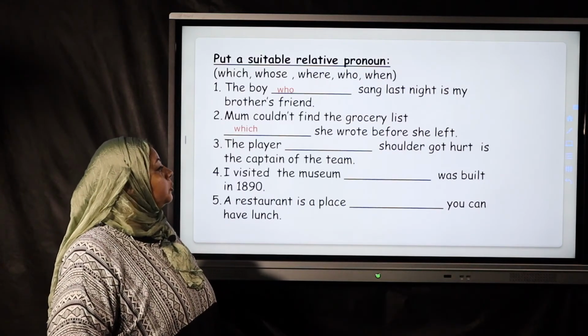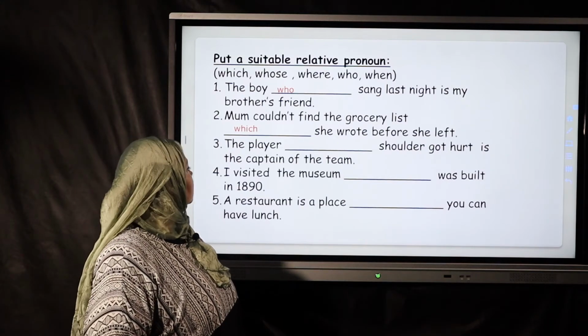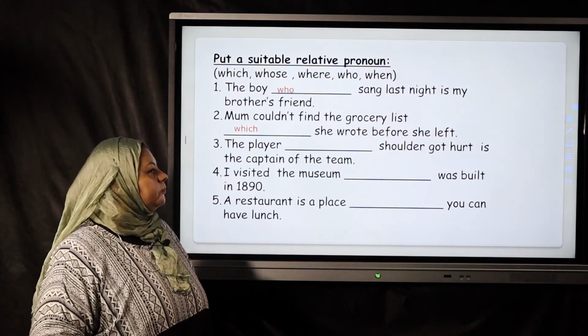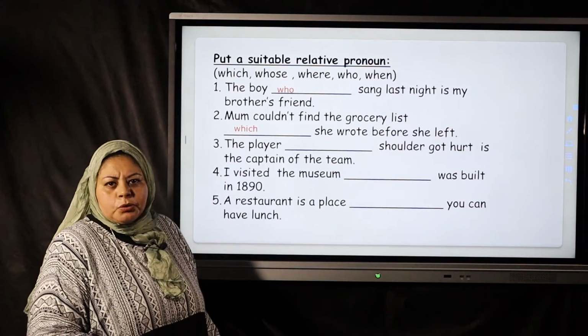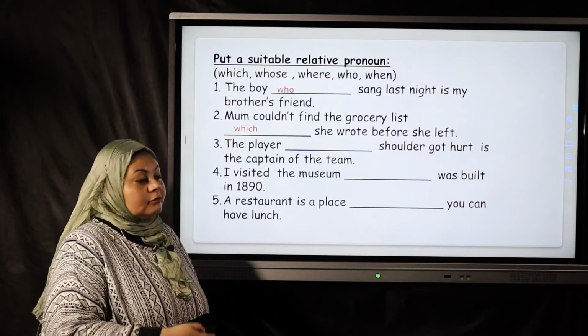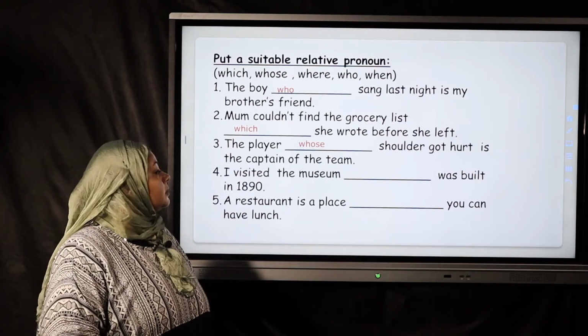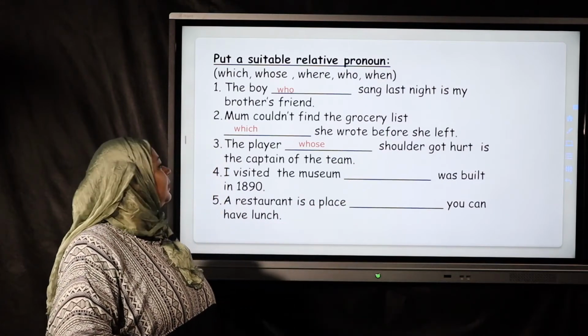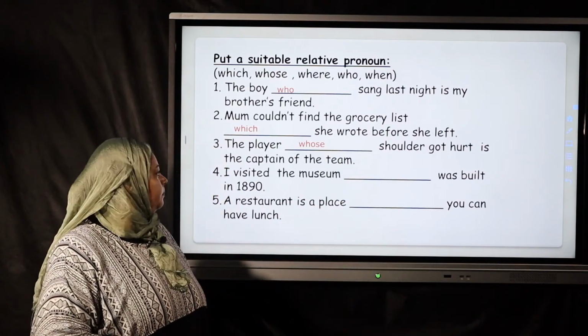The player shoulder got hurt is the captain of the team. Whose shoulder is this? The player's. So "whose": the player whose shoulder got hurt is the captain of the team.